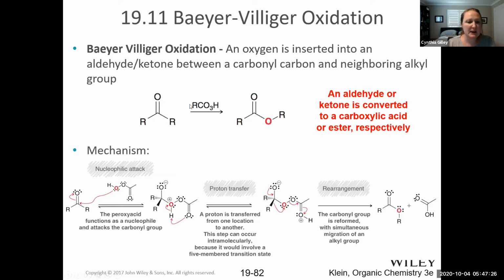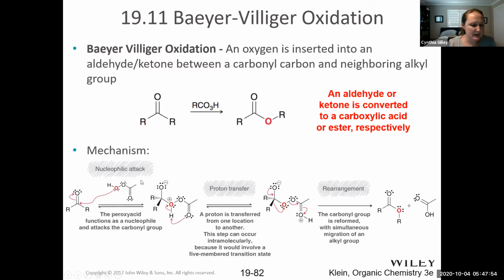But MCPBA has more utility than just forming an epoxide using an alkene. We can also use it to react with a ketone or aldehyde. And it will insert an oxygen in between one of the carbon-carbon bonds, or could be a carbon-hydrogen bond, to either again form an ester or a carboxylic acid.